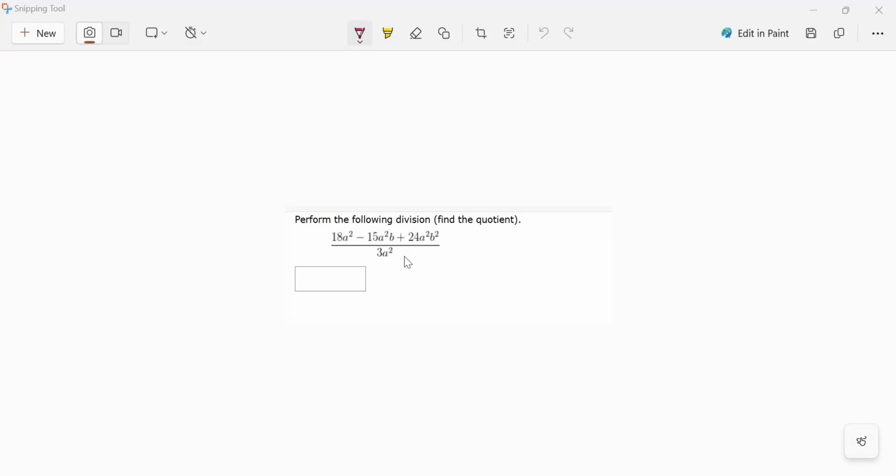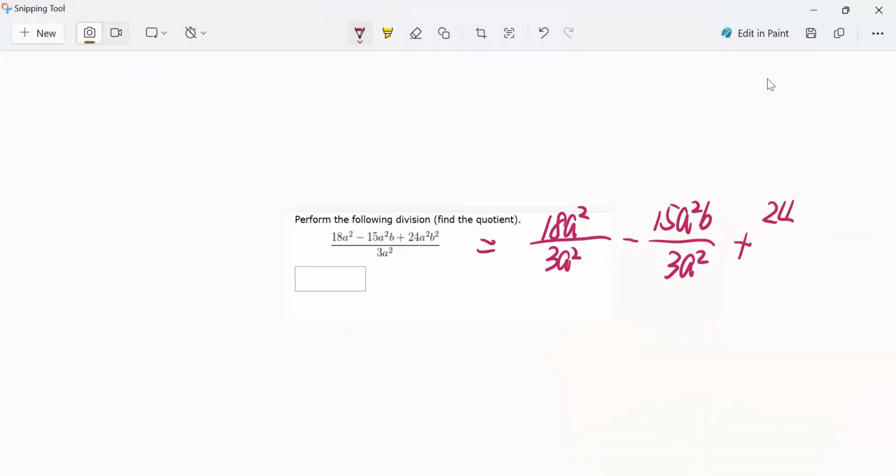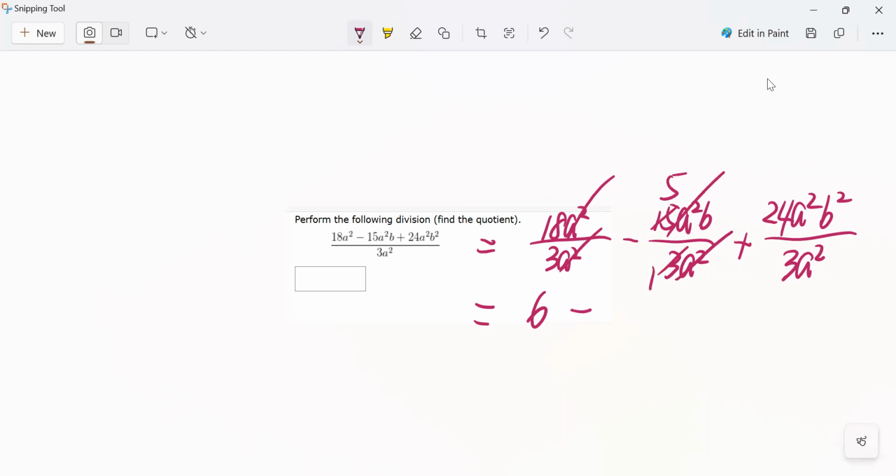Let's go over the solution. As I mentioned, let's split that into three different fractions. First one is 18a squared over 3a squared. Second one is 15a squared b over 3a squared. Third one is 24a squared b squared over 3a squared. After that, we simplify: 18 over 3 is 6, and a squared cancels, so the first term is 6. Second term, 3 goes into 15 five times, a squared cancels, the bottom is 1, so it's 5b.